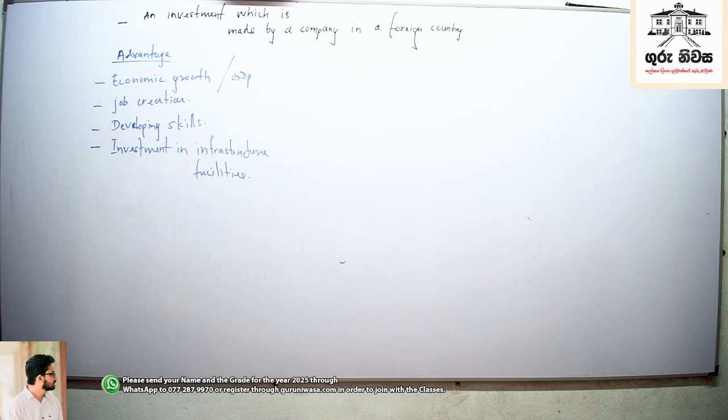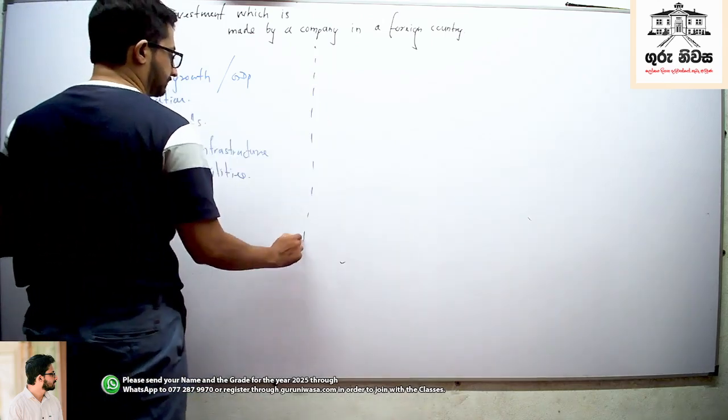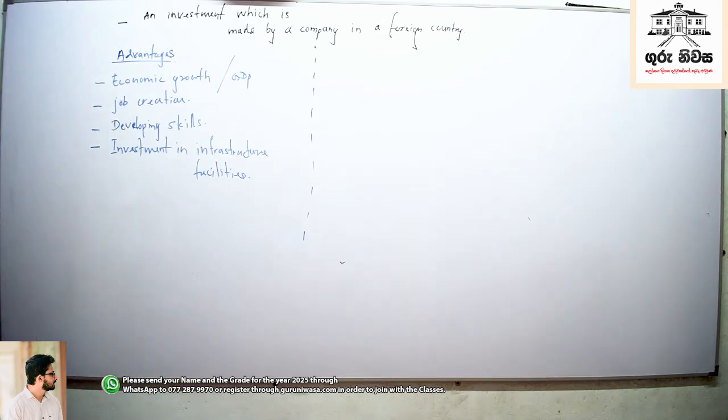What are the infrastructure facilities? Advantages, like getting new roads, the infrastructure of roads and so on. Roads, the telecommunication network, harbor, airport. Yes, right. What are the disadvantages?